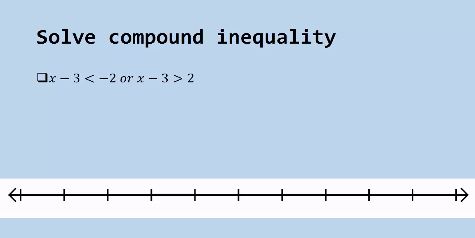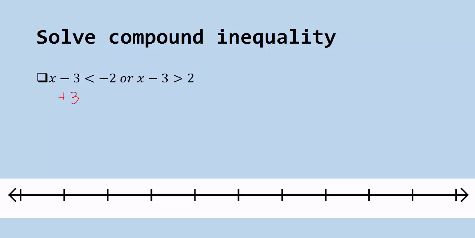Let's take a look at another one. Now this one is set up separately because it's not continuous. I have x minus 3 is either less than negative 2, which would be off to my left, or x minus 3 is greater than 2, and greater than 2 would be off to my right. So I'm actually going to solve these separately. So we'll take the first one.